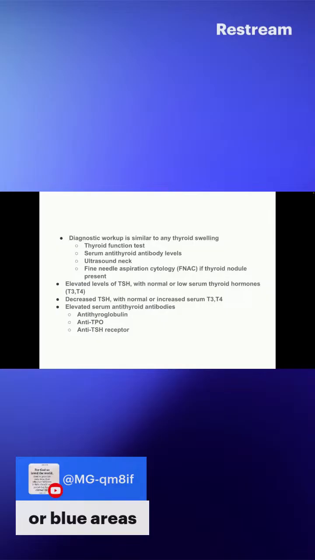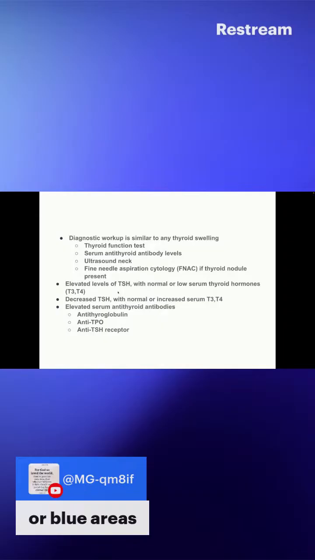So this is like any kind of thyroid nodule. When you present with a goiter, the same thing, you will do a thyroid function test just to make sure where you go from there. Is it hypothyroidism? Is it hyperthyroidism? And what is more specific about this entity is the antithyroid antibody levels. You would do an ultrasound of the neck and, if needed, fine needle aspiration.